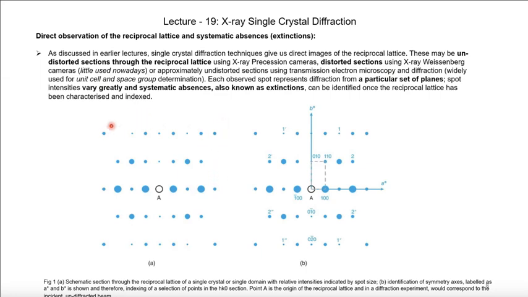So here we are showing a schematic section of the reciprocal lattice, a single domain, with relative intensity indicated by a spot. You can see this is a very systematic arrangement of spots, and this is the origin. The undiffracted ray passes through it, and this is the origin also. And then we can find out the symmetry elements from here.